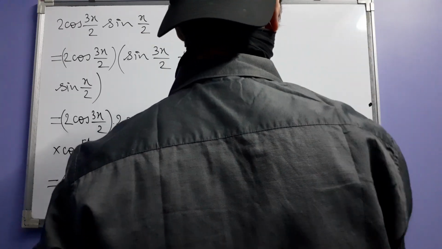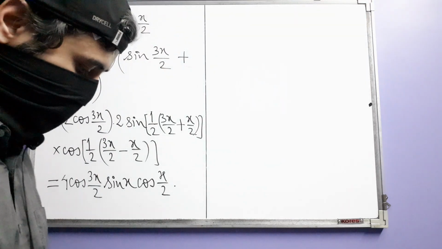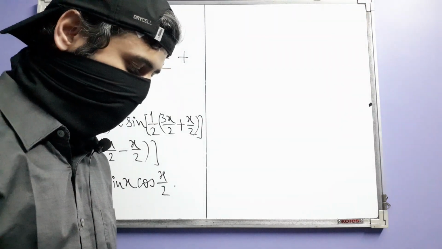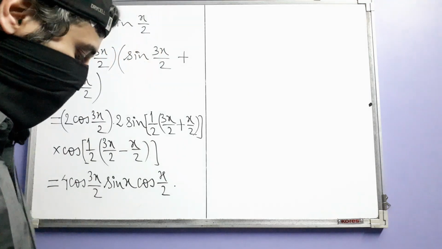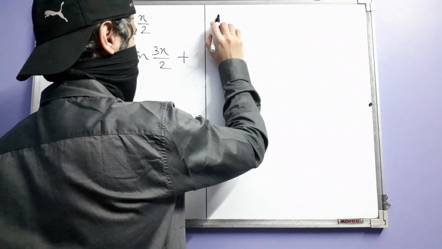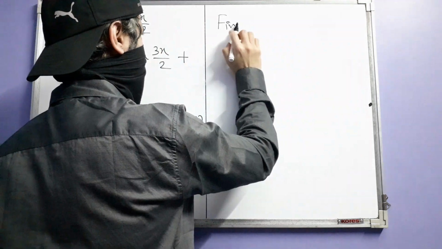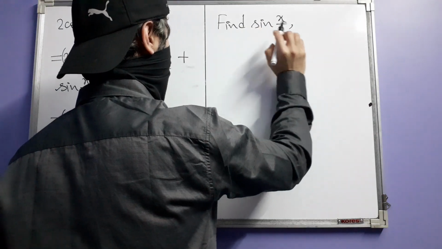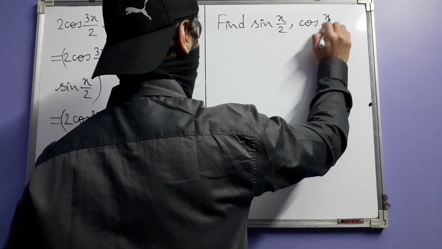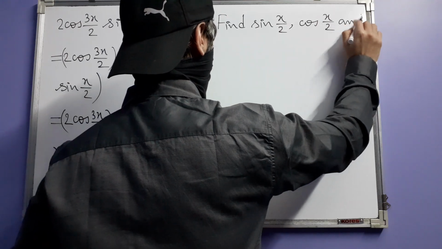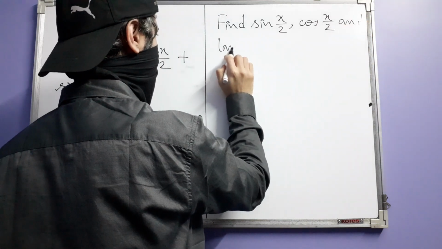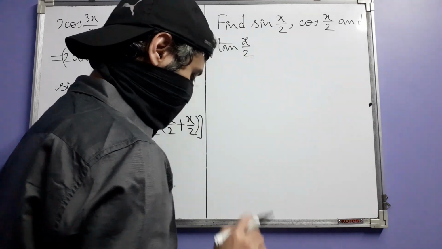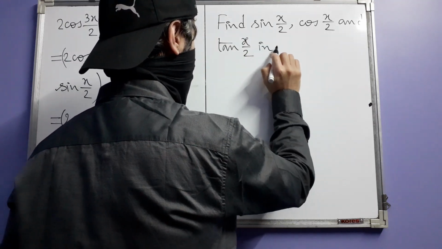And finally, we again have 3 problems where we have to calculate some values of trigonometric functions. Find sin x over 2, cos x over 2 and tan x over 2 in each of the following.